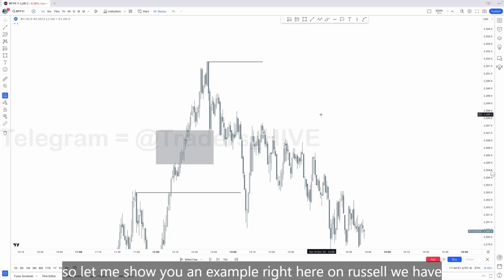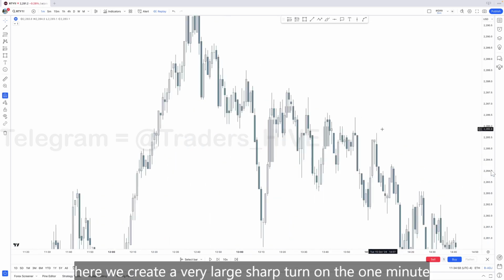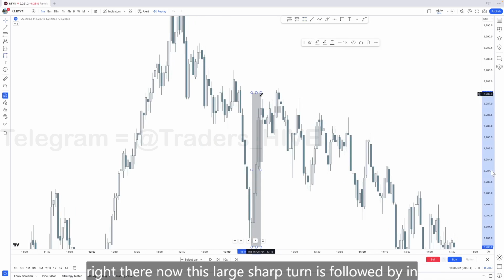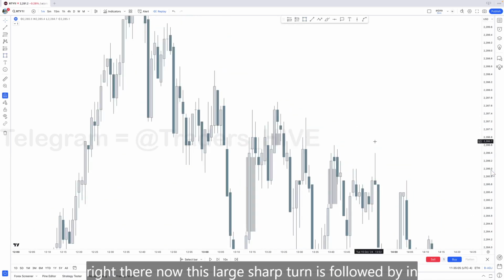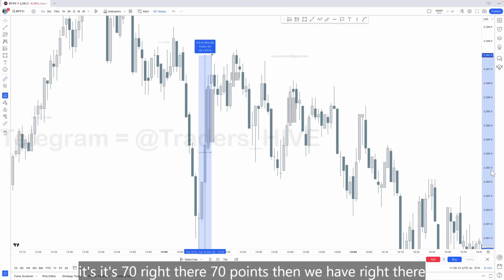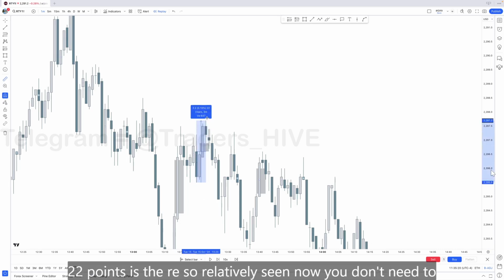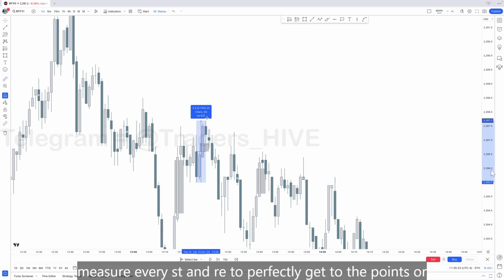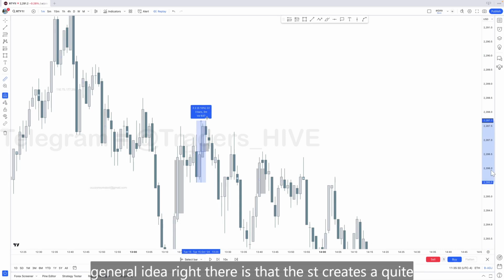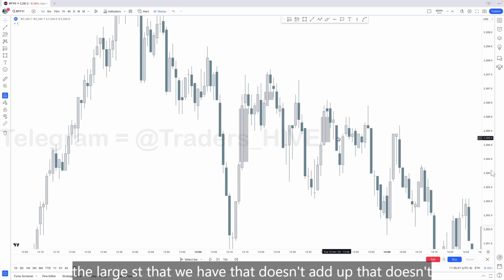So let me show you an example. Right here on Russell, we have this context area, that fair value area. And right here, we create a very large sharp turn on the 1 minute. Now, this large sharp turn is followed by, in comparison, a very ugly RE. We see the sharp turn is, let's say, 70 points. Then we have 22 points as the RE. So relatively seen, you don't need to measure every ST and RE to perfectly get to the points or the pips, but just the general idea is that the ST creates a quite large ST and then a very small RE relatively seen to the large ST that we have. That doesn't add up. That doesn't make any sense.